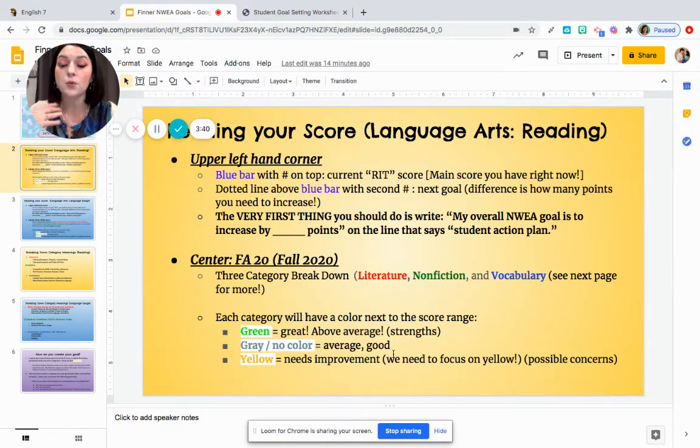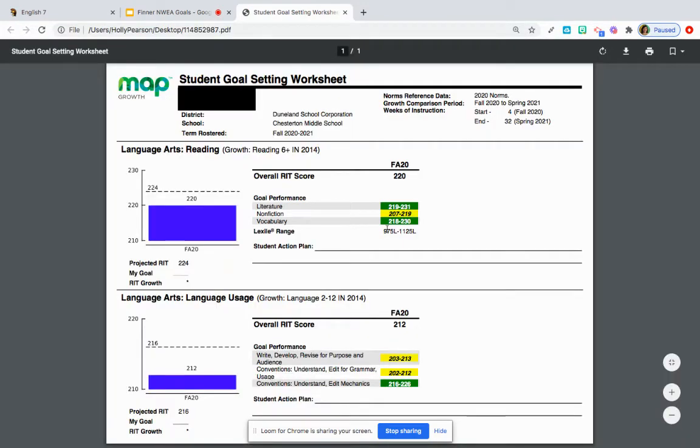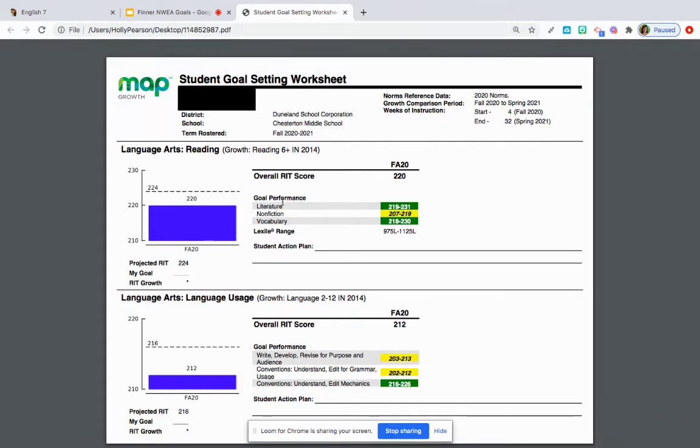We're going to focus on where you need to build your skills. So again, green is great, gray is okay, and yellow is like a yellow light: we need to stop, pause, and make sure that you have mastery of these skills. So again, going back to the student sheet, this student had green, which is good, for literature and vocabulary.